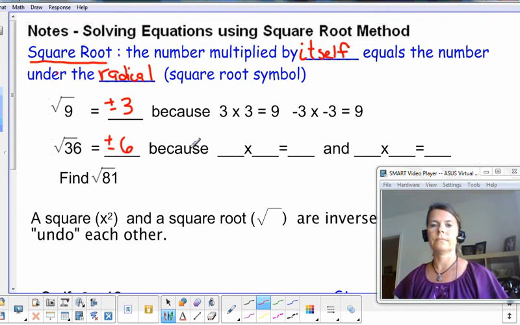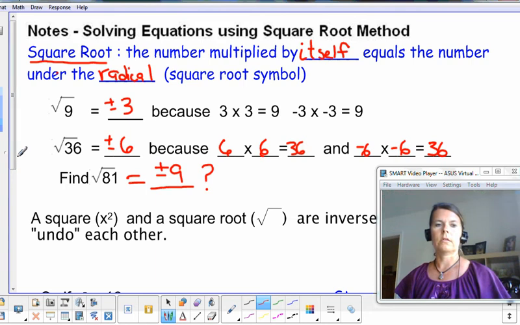Because 6 times 6 equals 36. And negative 6 times negative 6 also equals positive 36, or just 36. So what is the square root of 81? And hopefully you said plus or minus 9. Okay, so now you have the basics.